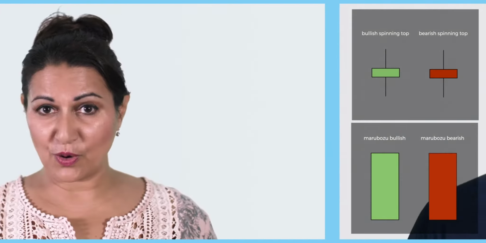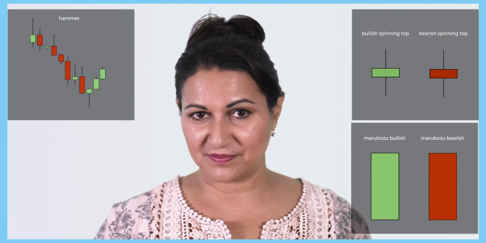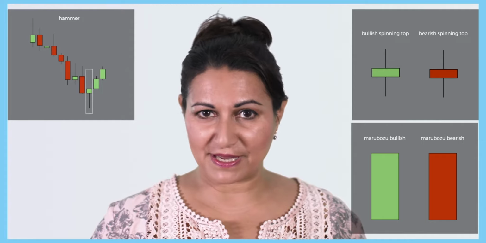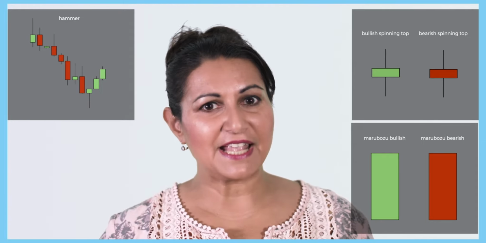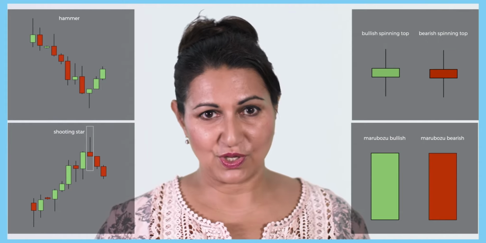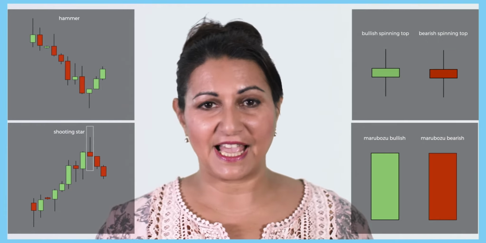A hammer has a long lower wick and forms in a downtrend. It's a bullish reversal pattern, which means that the trend may change and head up. If we take the hammer formation and mirror it, it becomes a shooting star formation, which occurs in uptrends and can signal a reversal into a bearish downtrend.